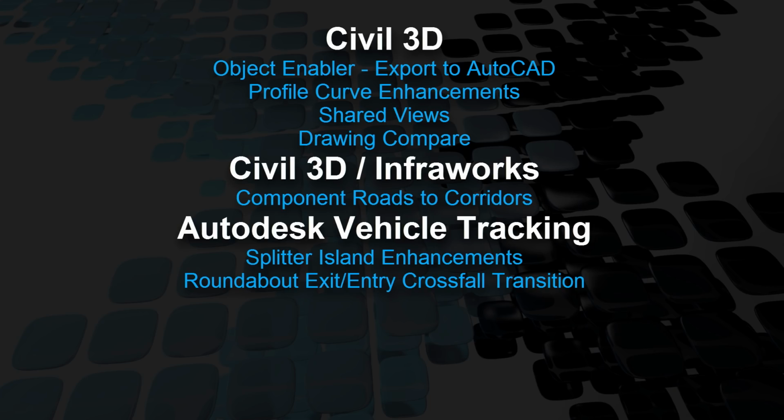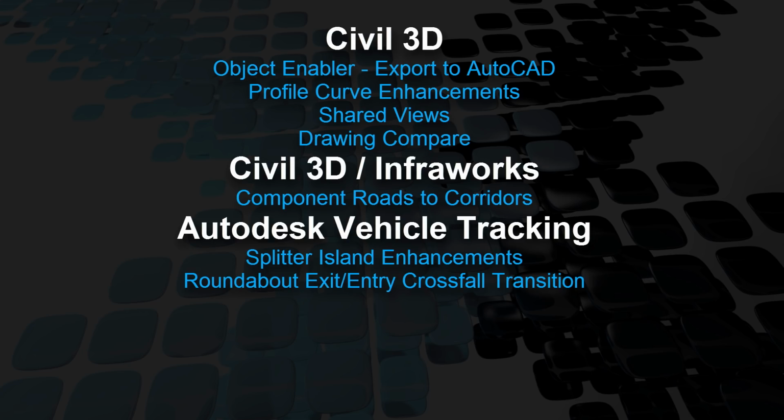So, for Civil 3D, the Object Enabler now has built into it an Export to AutoCAD function. This means that AutoCAD users who have the Object Enabler installed can now open a Civil 3D model and create an AutoCAD version of it without having to open the file in Civil 3D.